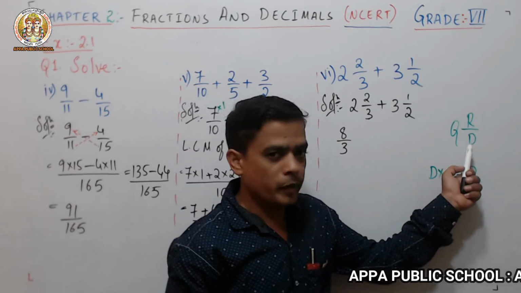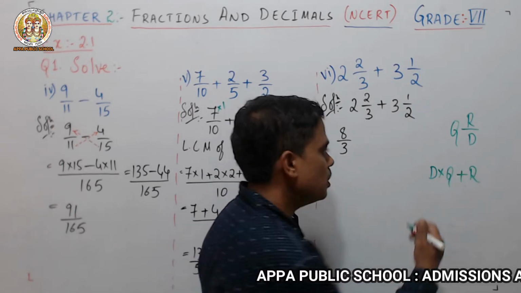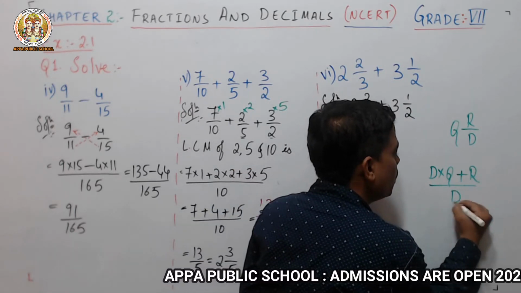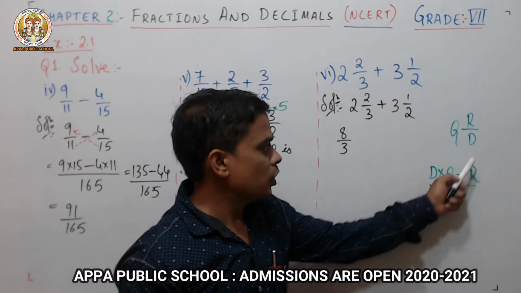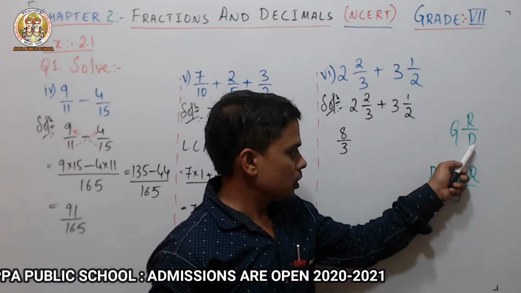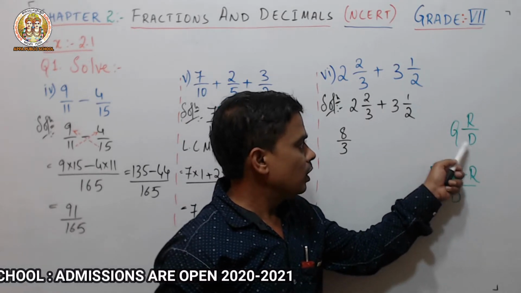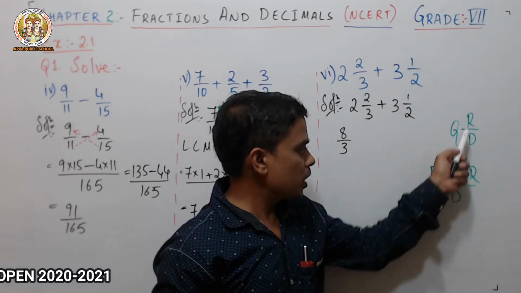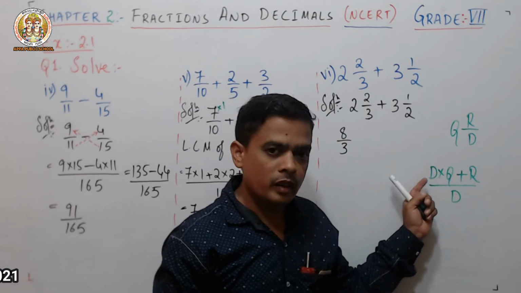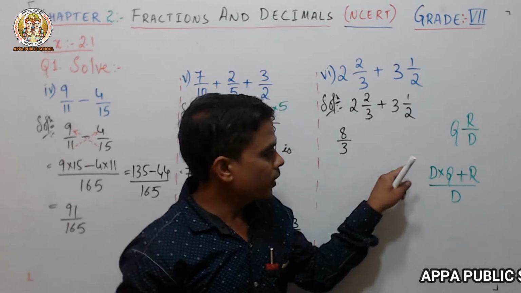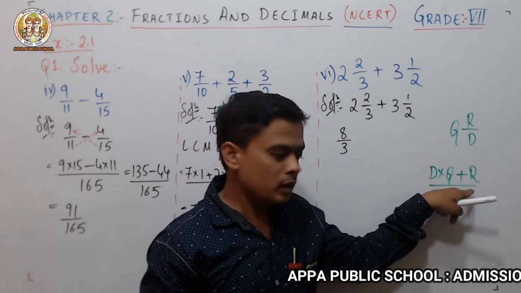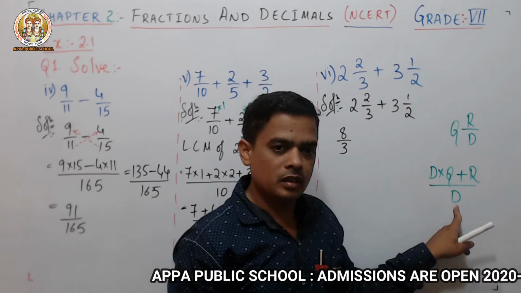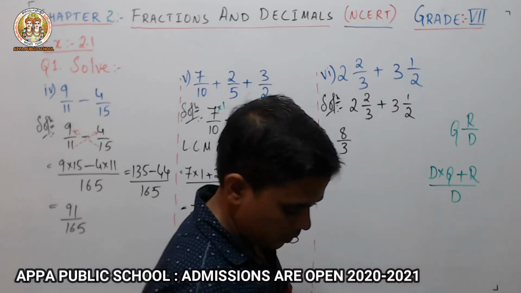So what you have to do? This is the mixed fraction. You are converting it into improper fraction, divided by this denominator as it is. So divisor into quotient plus remainder. After multiplying the divisor and the quotient, whatever answer you get, you have to add it with the remainder, divided by this denominator as it is. Okay. Next.